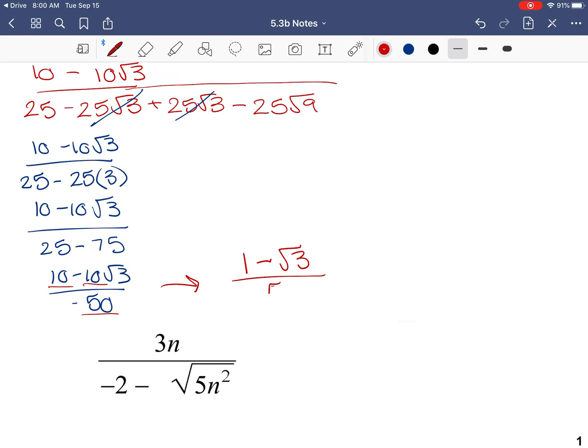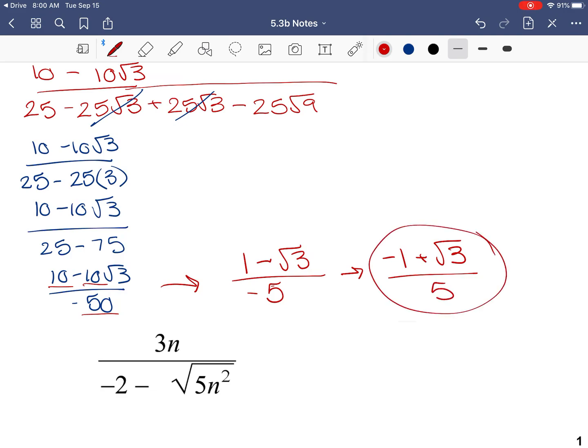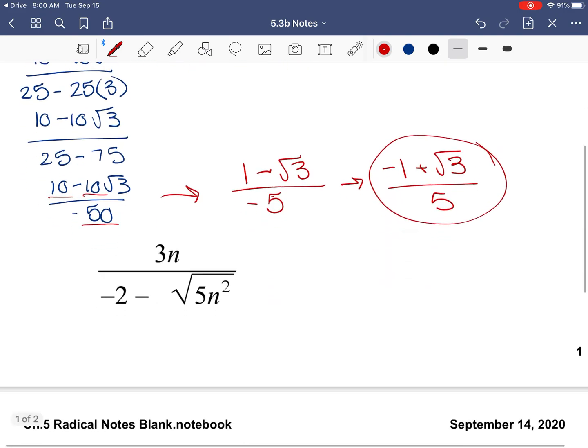Over 5. Ooh, -5. And one other thing, while this wouldn't technically be wrong, we kind of want to transfer either the negative out front or divide everything by the negative as well. So what our final answer and the proper answer should be would be -1 plus root of 3 over 5. That is the proper look for our answer.